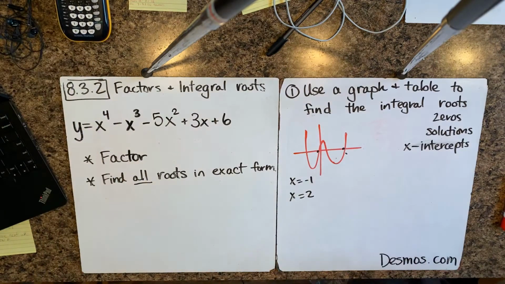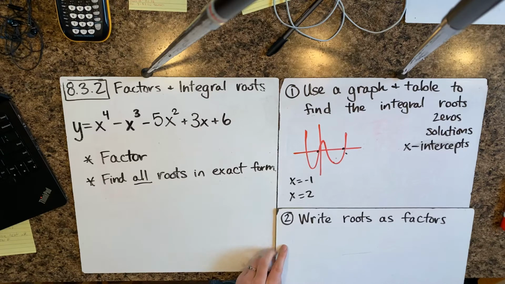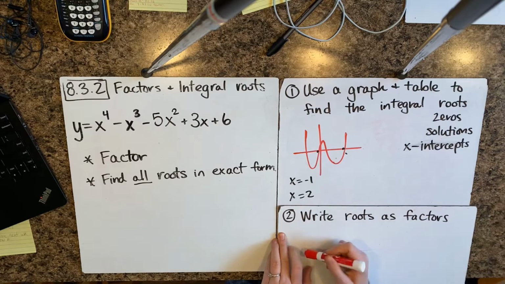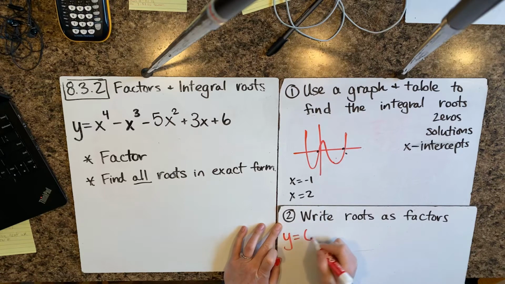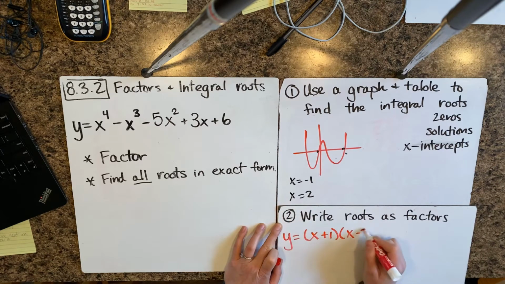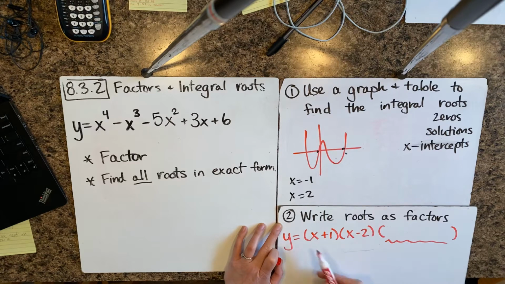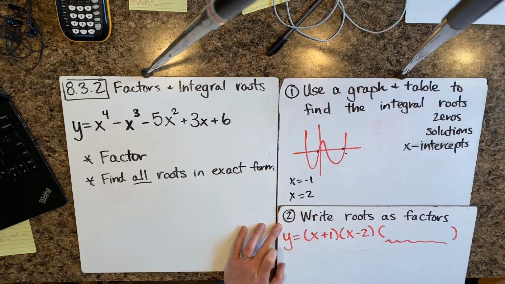Okay? Step 2 is to take those roots and to write them as factors. Now remember, when I take roots or solutions and write them as factors, it just means I'm going to switch the signs. So instead of writing -1, I'm going to write x plus 1. And instead of writing 2, I'm going to write x minus 2. Now there's something here that we just don't know yet. Our job is to find what this is, to multiply with these two to get back to our original polynomial.